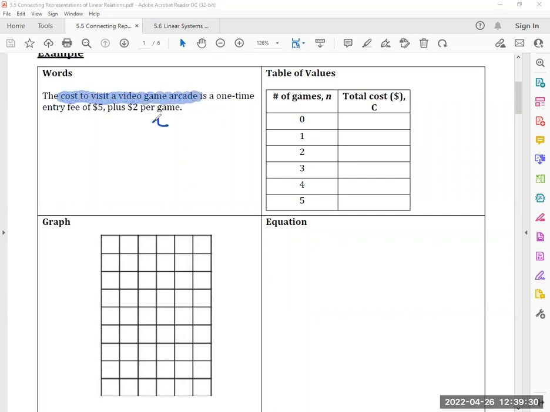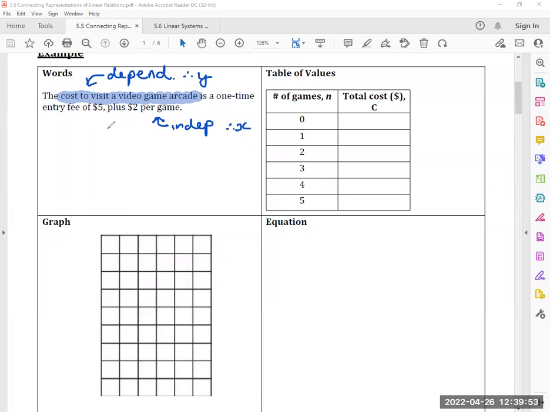Yeah, absolutely. This is my independent, AKA, that's my X value. Why? Well, English-wise, it says the cost is equal to something else. So this is dependent on something else, right? So therefore, that will be my Y.